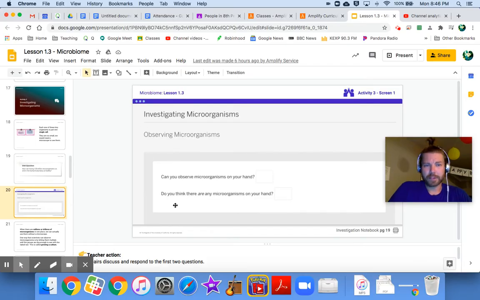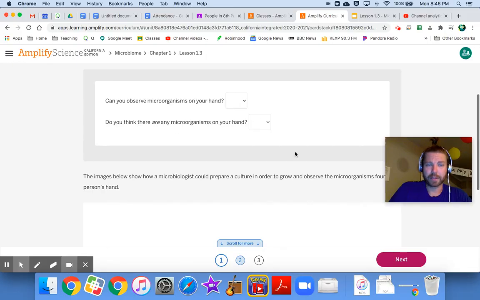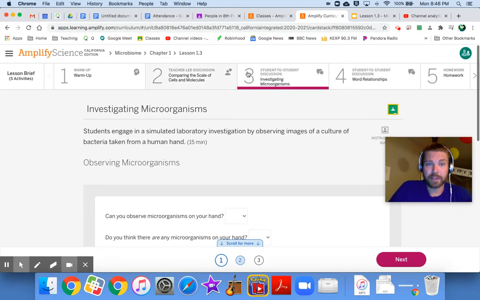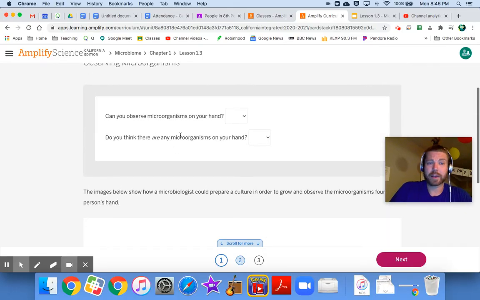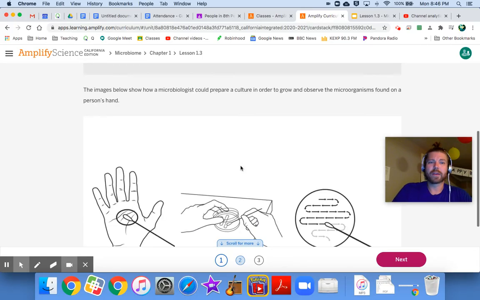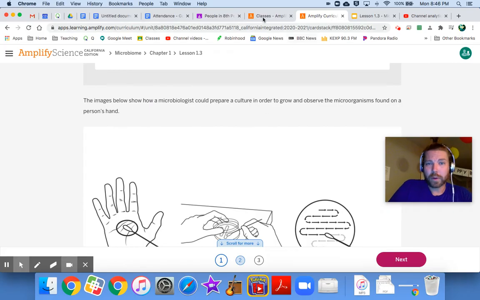So here's a good question. Can you observe microorganisms on your hand? Let's make sure we find out. You're going to actually answer in activity 3 on Amplify. You're going to just choose yes or no. Look at your hand. Do you think there are any microorganisms on your hand? Well, if you've been paying attention, you'll probably say, yeah, I think there are. I'm not really quite sure what they are. All right. So what are we going to do next?